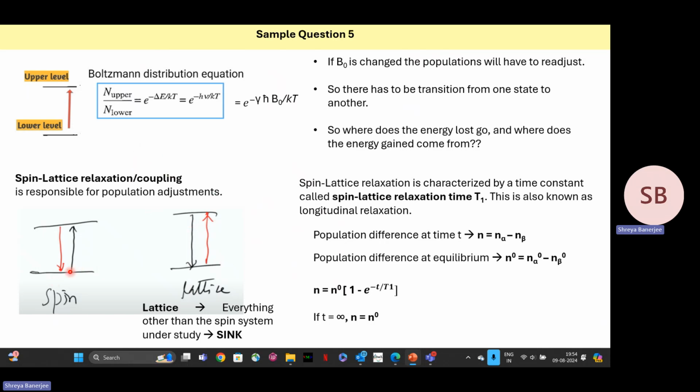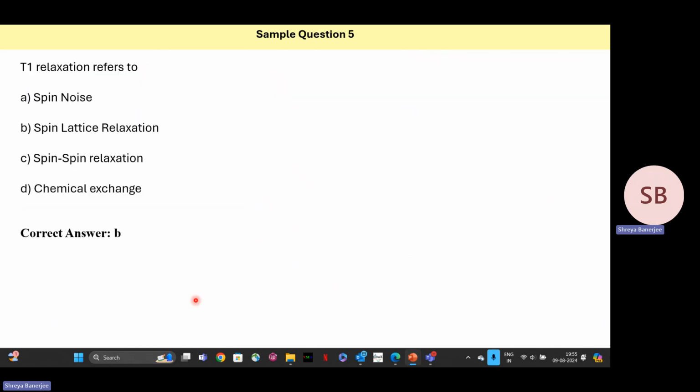So suppose your proton is getting promoted from the lower level to the upper level. That is this black line. So the energy for this promotion, it will take from the lattice. And eventually the proton will again relax back to the ground state shown by the red line, and it will emit an energy, and this energy is taken up by the lattice. So this is called relaxation because it's coming back, and it's called spin lattice relaxation because the energy is supplied by the lattice and it is also taken back by the lattice.